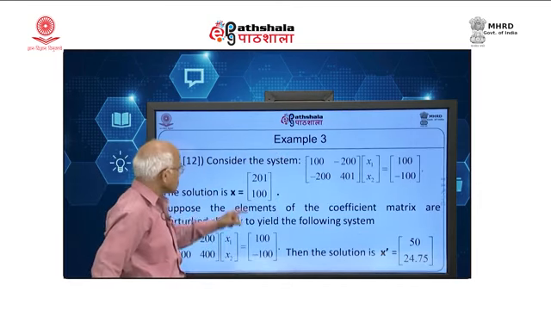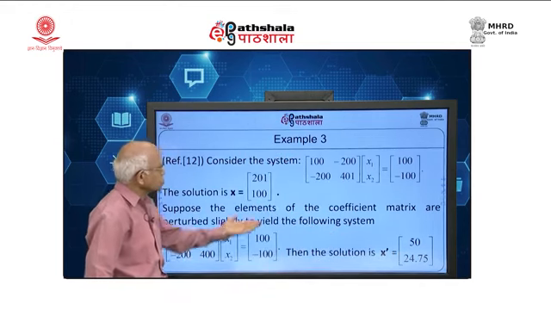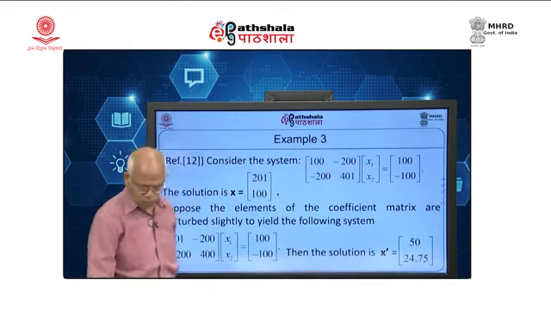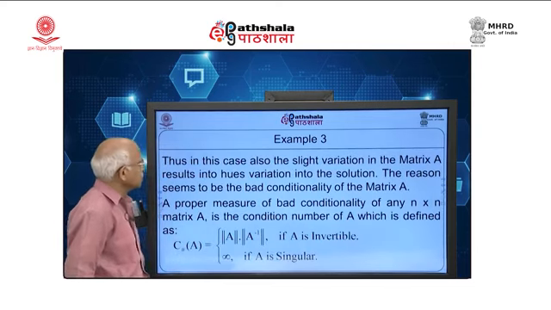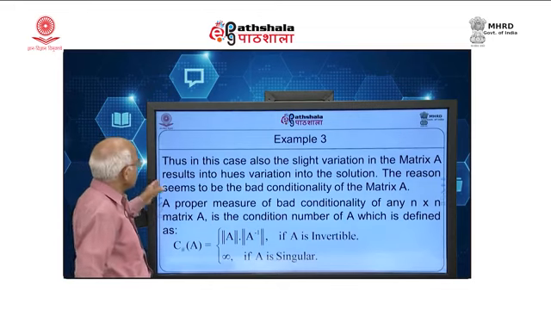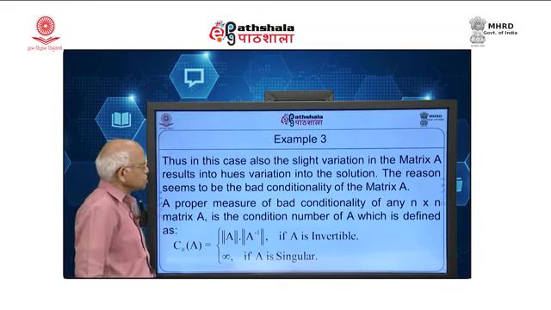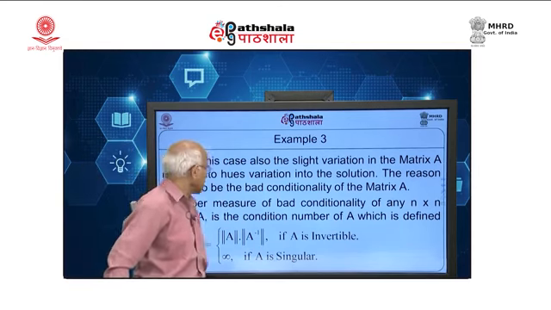You can see that the solution is far off, whereas the coefficient matrix is not that far. I mean, it is very close to each other, and therefore, again this is an instability here. So, in this case also the slight variation in matrix A results in huge variation in the solution. The reason seems to be the bad conditionality of the matrix A.